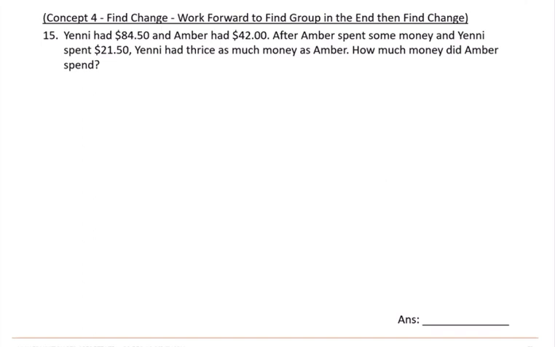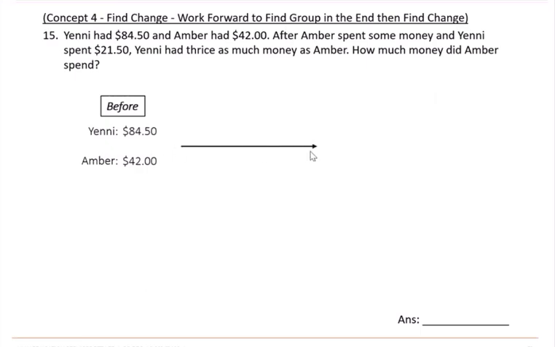So this one is find change, which means that if you have change given, you can record in one model. But if one of the changes isn't given, you cannot record in one model, which means for this question, you need to do BCA, before change after. Okay, so record the before first. $84.50 for Yenny and $42 for Amber. This is before. Something happened.